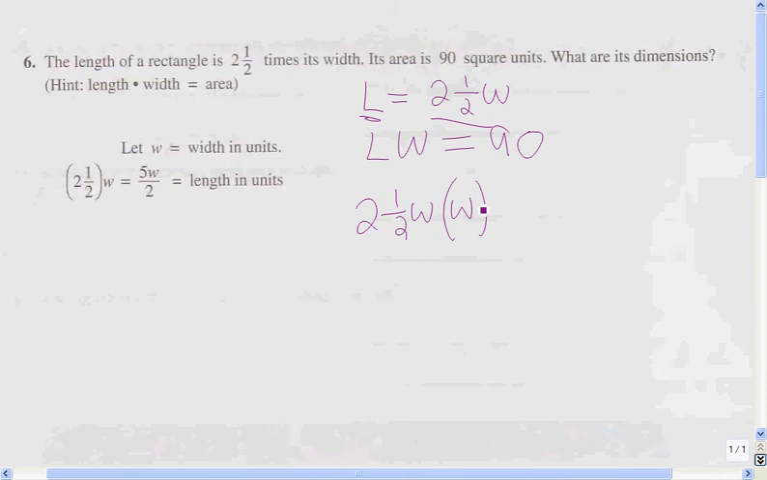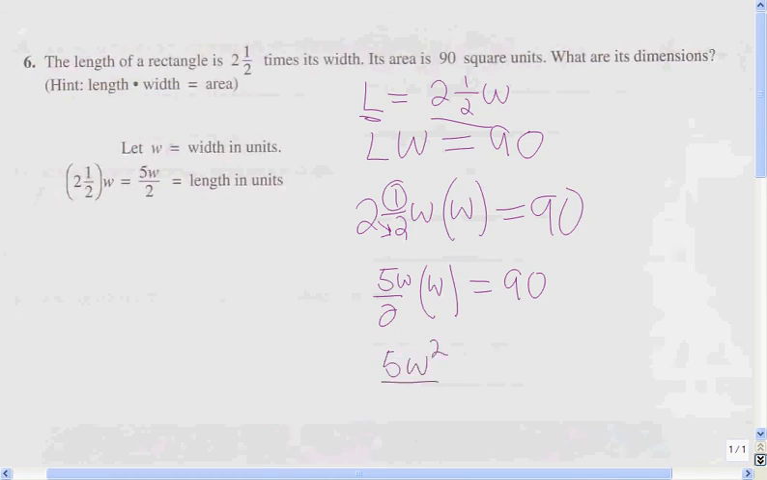times W equals 90. Okay, I'm going to turn this into an improper fraction. 2 times 2 is 4, plus 1. To turn a mixed number into an improper fraction, you multiply the whole number and the denominator, and then you add your numerator, and that's your new numerator. So 2 times 2 is 4, plus 1 is 5 over 2, W times W equals 90. So 5W times W is 5W squared over 2 equals 90.